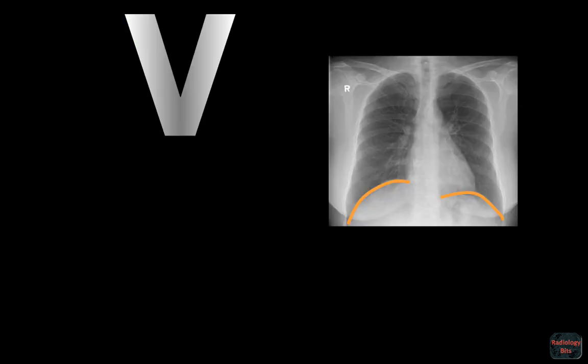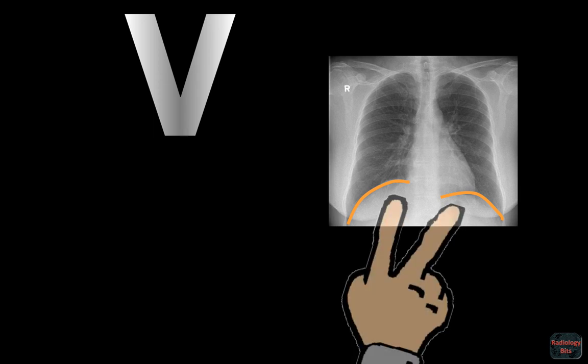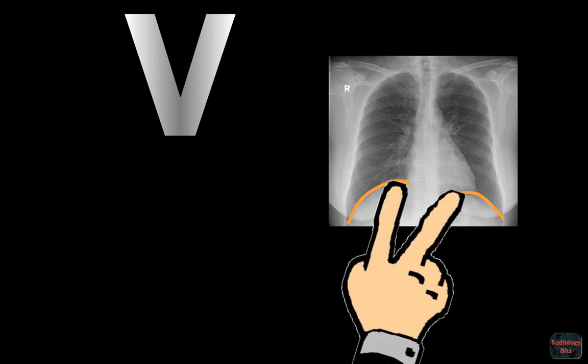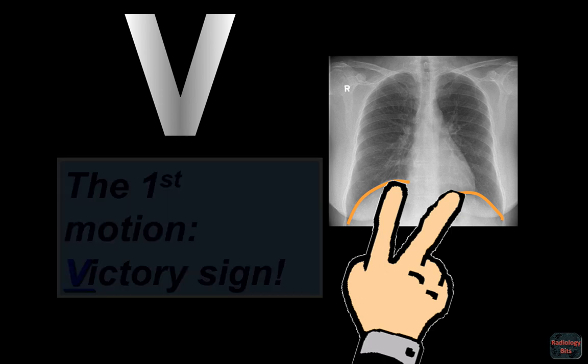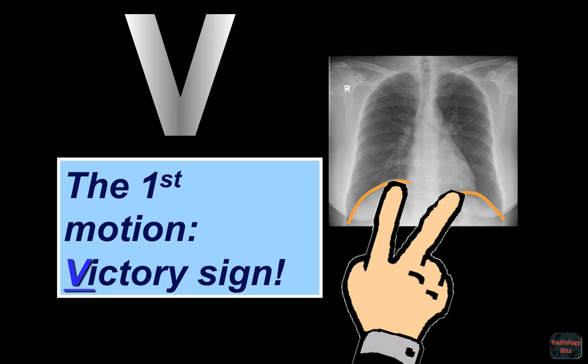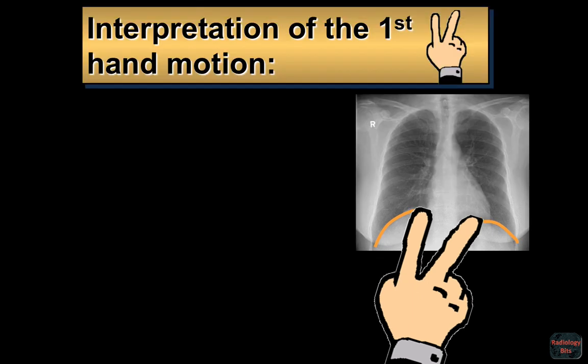And this brings us to the first hand motion trick. This is a simple hand motion that is created for us to remember the normal position of the hemidiaphragms. This is what I call the victory sign, and that's because you create a V with your index and middle finger, where the index points to the higher right hemidiaphragm and the hand is tilted in a way that the middle finger points to the left hemidiaphragm.